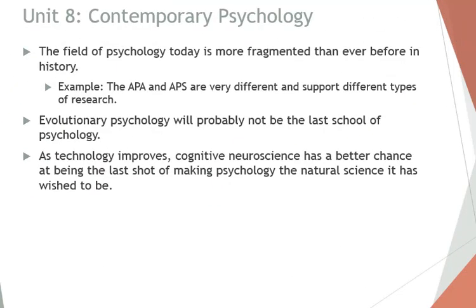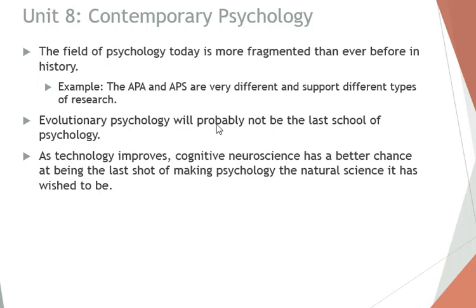Unit 8 kind of ties everything in the course together. And it starts with the idea that psychology is more fragmented than ever. You have the American Psychological Association and the American Psychological Society, the APA and the APS. They're very different. They support different types of research. We're going to go through all the various fields that we've discussed and look at what their stand is in the modern trends of psychological research.